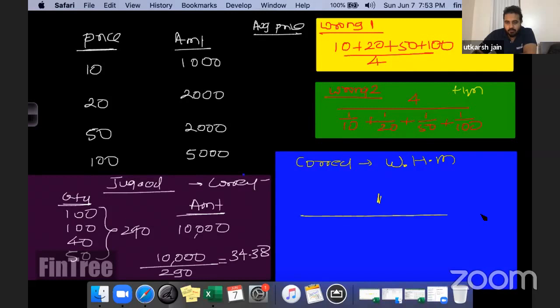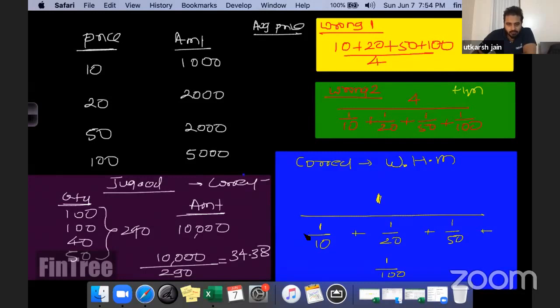1 divided by, not 4, 1 divided by. Now this gets a little technical. I will need about 30 minutes to explain how that formula gets derived. Maybe I'll do it in the next class, but here I will not have 4 in the numerator. I will have 1 in the numerator divided by the usual calculation: 1 by 10 plus 1 by 20 plus 1 by 50 plus 1 by 100. However, to these values, I'm going to assign weights.